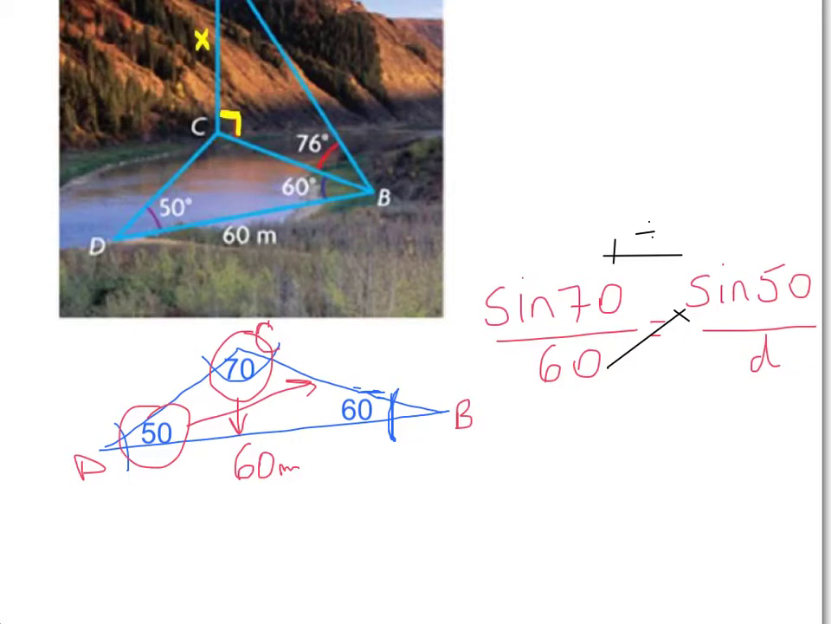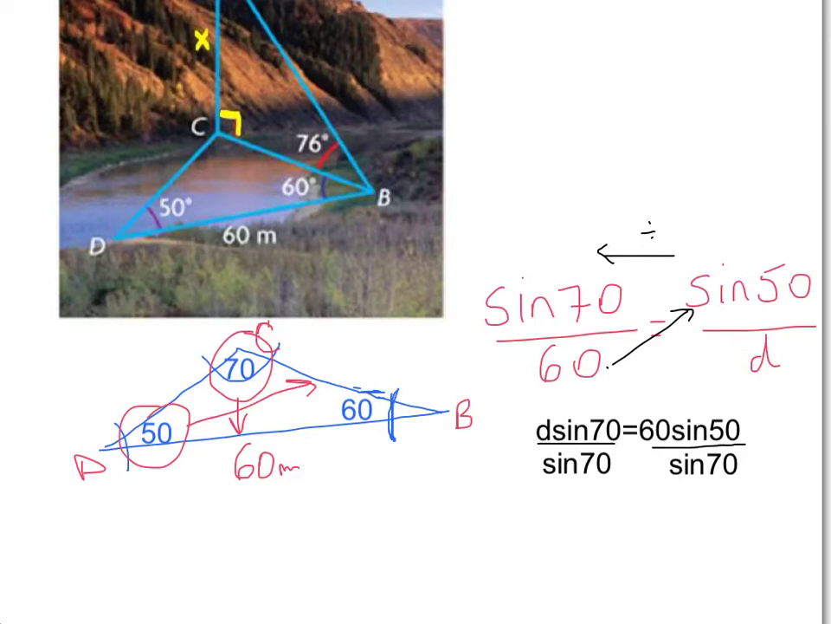So you guys try it on a piece of paper right now. Pause the video. D sine 70 equals 60 sine 50. And now I'm going to divide both sides by sine 70. So on this side we cancel out. So I get that D equals 48.9. Sorry, let me rewrite that.